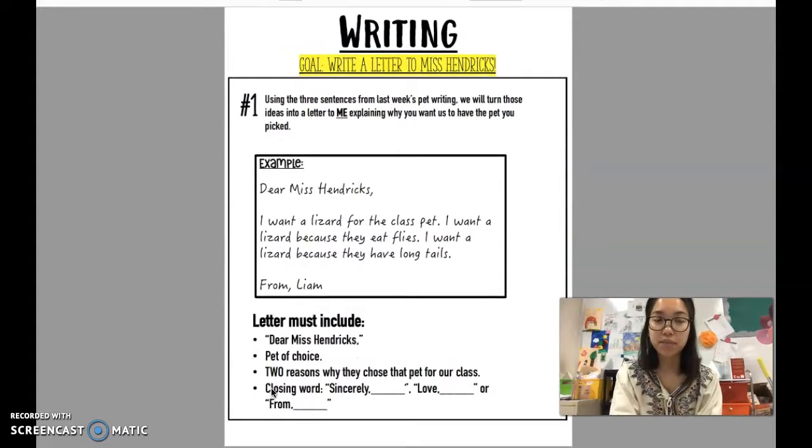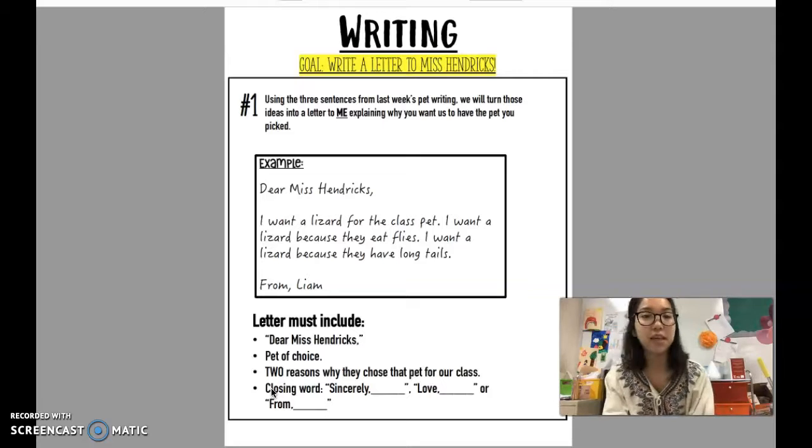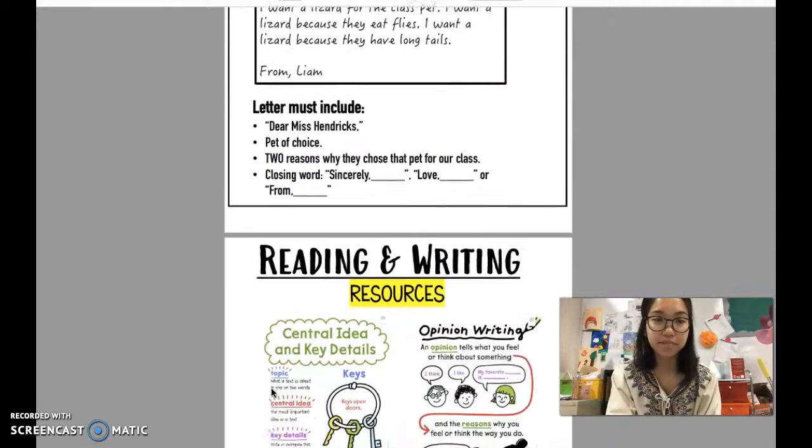Writing this week, we are bouncing off of the reading lesson from last week, and you're just going to turn your 3 sentences into a letter. The most important thing is you say, Dear Miss Hendricks, and then you write your opinion and your 2 reason sentences, and then you close it saying sincerely, love, or from, something like that.